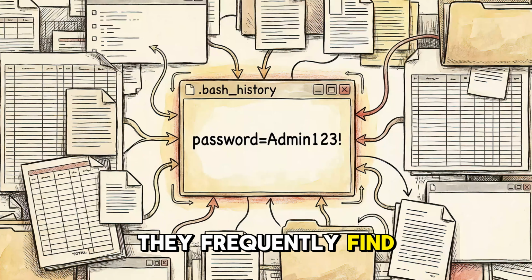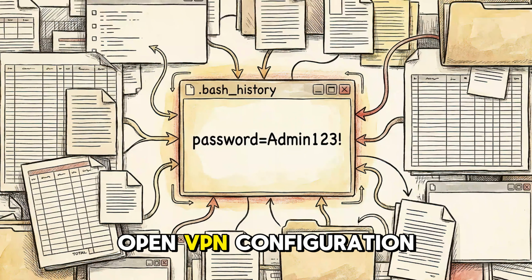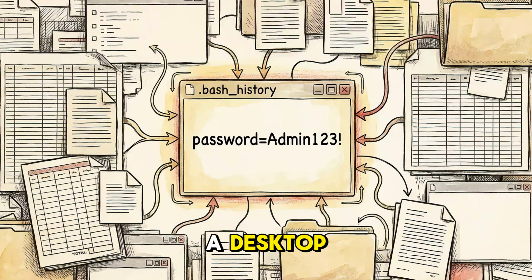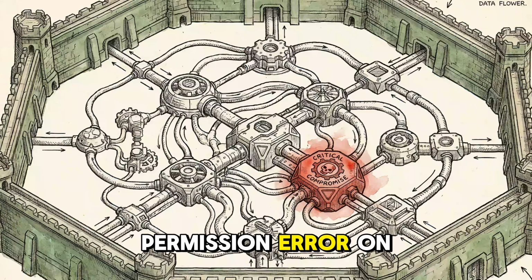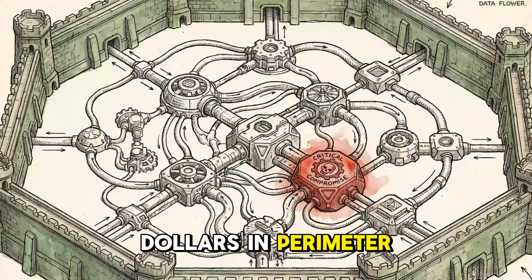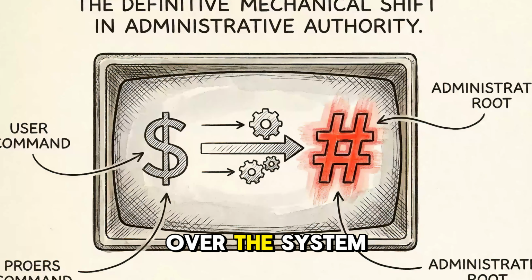If cracking fails, attackers look for lower-effort targets. They frequently find clear text passwords left in .bash_history logs, OpenVPN configuration files, or text documents saved directly to a desktop. A single read permission error on a critical system file bypasses millions of dollars in perimeter defenses, granting the attacker full administrative authority over the system.